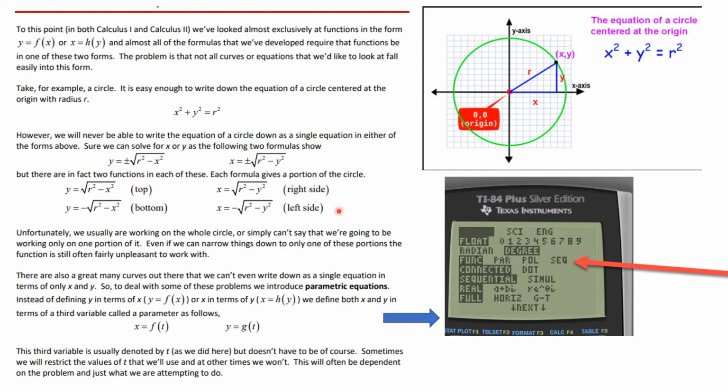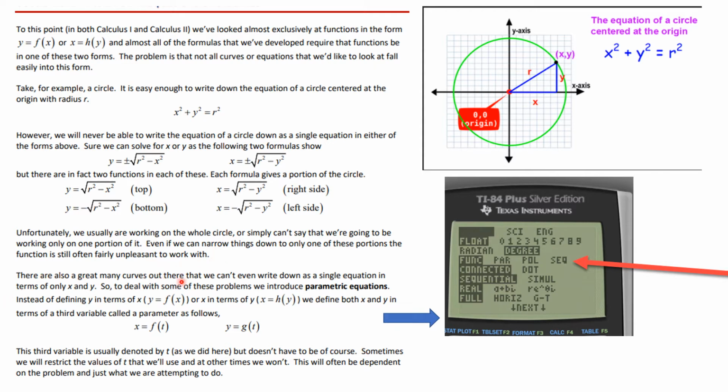And similarly, we could do things with x. If x is equal to the principal square root of r squared minus y squared, it would be the right side. And if we use the minus principal square root, we get the left side, but one size doesn't fit all. Unfortunately, we usually are working on the whole circle, so we can't simply say we're working on only one portion of it. Even if we narrow things down to only one of these portions, the function is still fairly unpleasant to deal with.